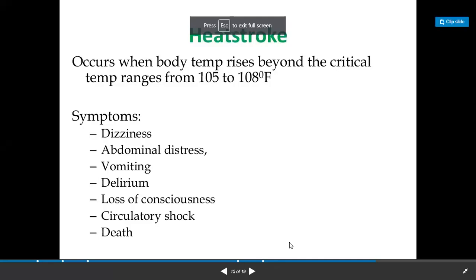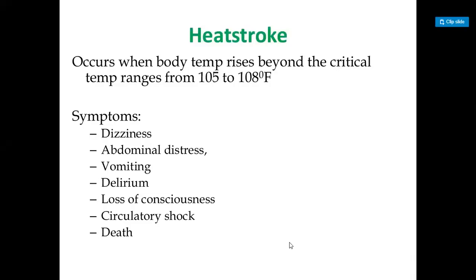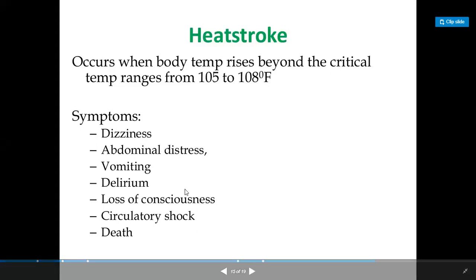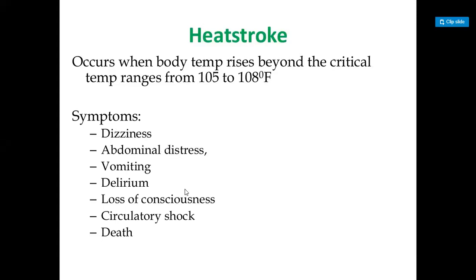You have heat stroke when your temperature rises above 42 degrees Celsius, and your body will suffer when you have heat stroke. So this is the last slide. Good. So when you have heat stroke, you have temperature ranges that are above 42 degrees. Symptoms: dizziness, abdominal distress, vomiting, delirium, loss of consciousness, circulatory shock, and even death.